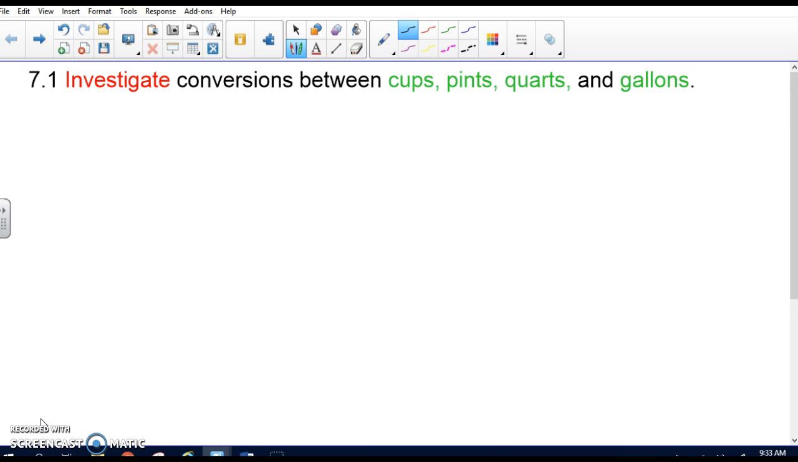For whatever reason, with the U.S. customary units, we have to memorize these things. It's not as easy as the metric system where we just added 3 zeros, multiplied by 1,000. There's some memorization that belongs with this.